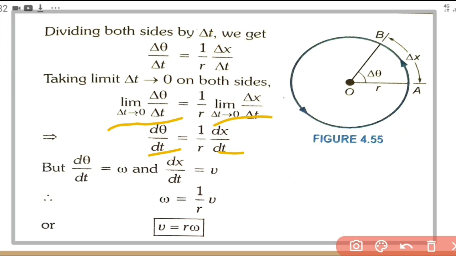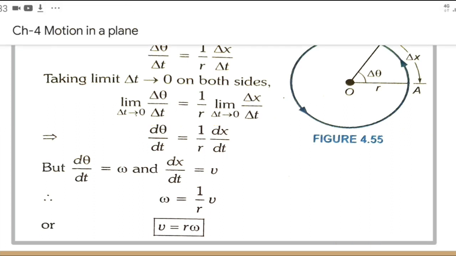So another important relation which we have to use both in +1 and +2. So what is the relation between linear velocity and angular velocity? Linear velocity v is equal to r omega, where r is the radius of the circular motion and omega is the angular velocity or angular frequency. Both the terms we use.